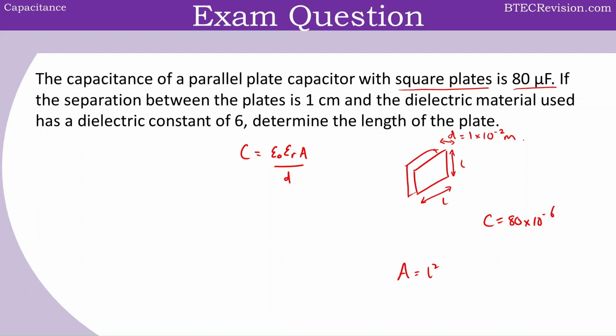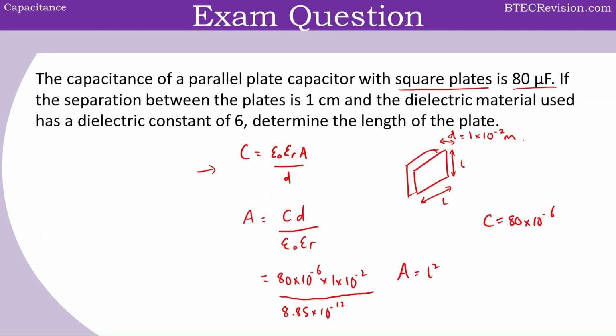So if we work out the area first, then we can use the area to work out the length. So let's rearrange this equation for area. So that would give us area equals capacitance times distance divided by epsilon naught, epsilon r. We know the capacitance, 80 times 10 to the power minus 6. We know the distance. 1 times 10 to the power minus 2. That would be the distance between the plates. And we have our constants. Permittivity of free space, 8.85 times 10 to the power minus 12. That would be times by the dielectric, 6.